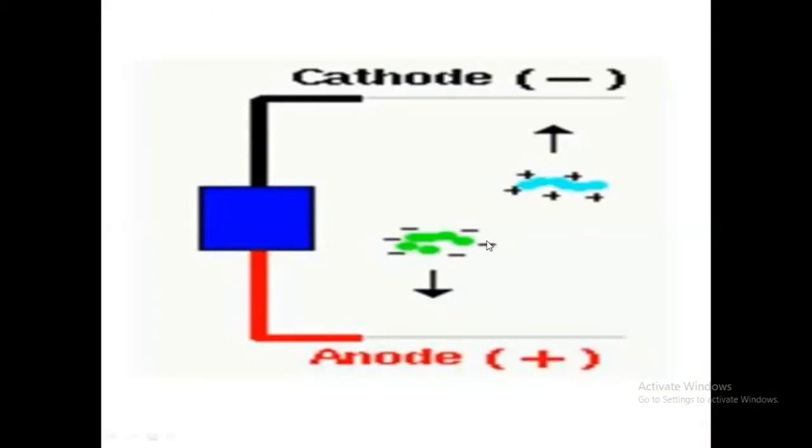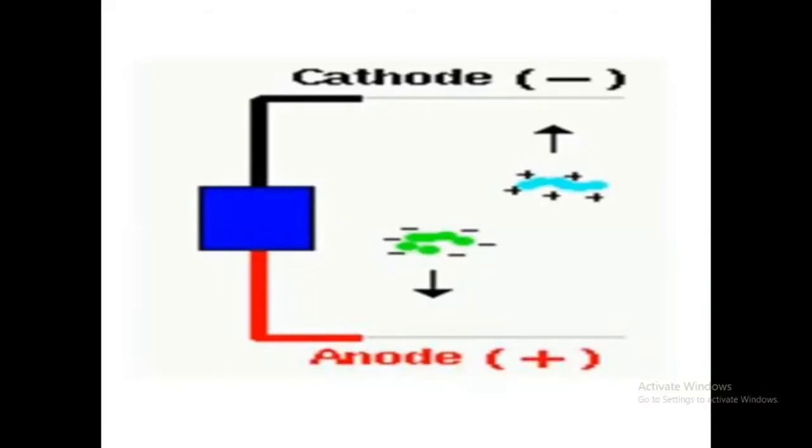Cations are there, and at the same time anions are there. Anions I represented with the green color, negative charge, and cations are represented with sky blue color. You can see clearly in the diagram. So here, the cation, which I represented with sky blue, is migrating towards the cathode. Why? Because the cathode has negative charge, it will attract the positively charged ions. That's why all cations are moving towards the cathode.